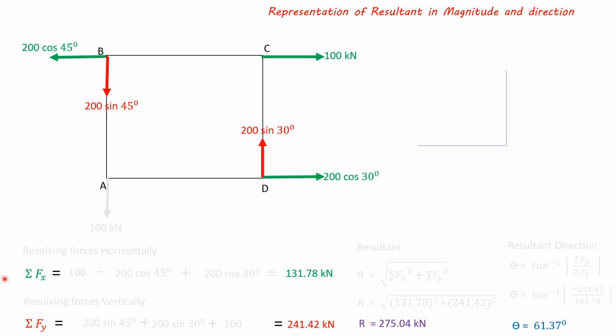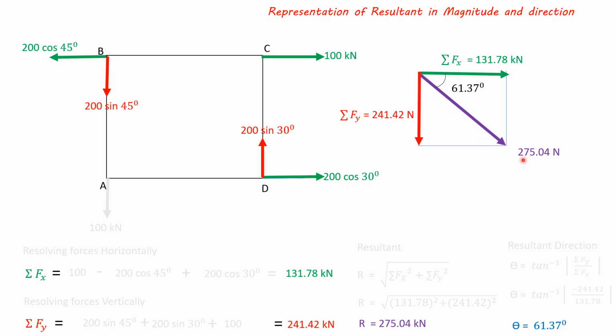Based on summation Fx and summation Fy, both are positive. Summation Fx is 131.78 kN and summation Fy is 241.42 kN. So it is in the first quadrant. The resultant is given by 275.04 kN, making an angle of 61.37 degrees.